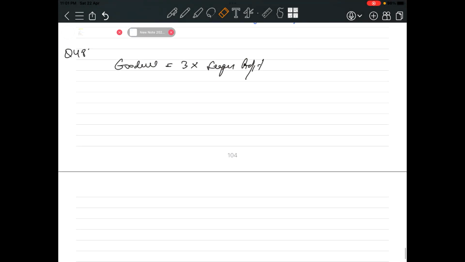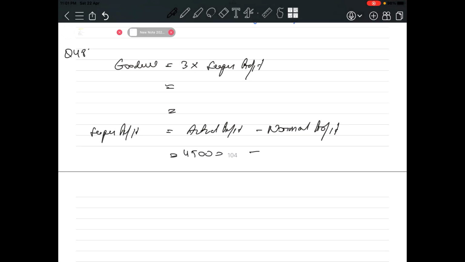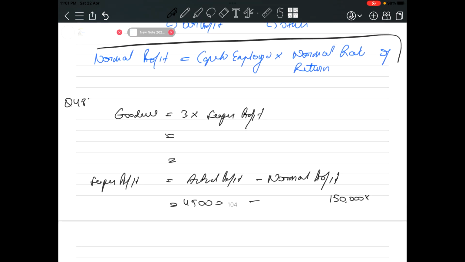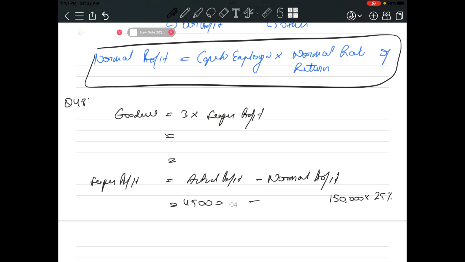So if we find out the super profit, we'll be able to calculate the goodwill. Super profit is equal to actual profit minus normal profit. Actual profit is given, 45,000. Now we can calculate normal profit. Normal profit is capital employed, 1,50,000, into normal rate of return, 25%. So 1,50,000 into 25% is 37,500.